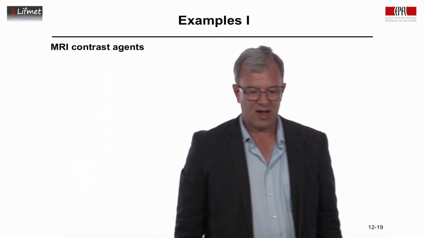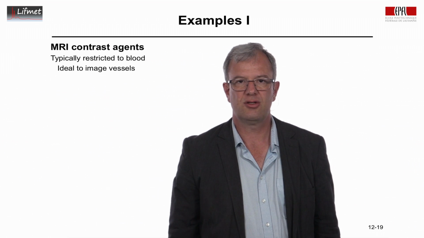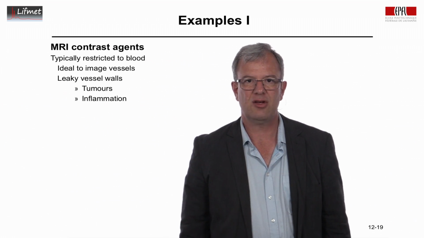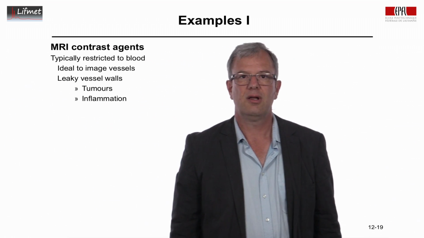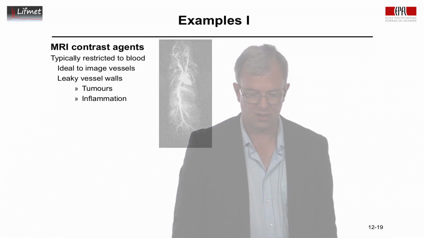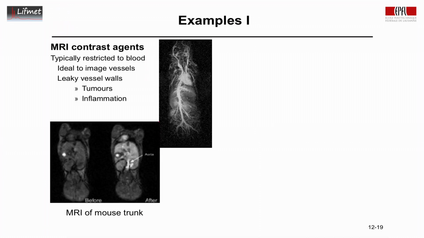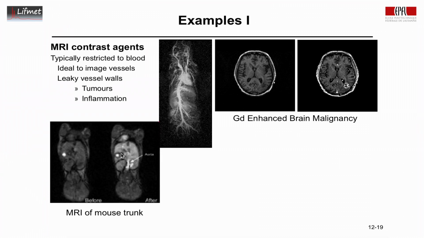So let's look at some examples of contrast agents. First, some properties. They are typically restricted to blood. They are ideal to image vessels or leaky vessel walls, such as what we see in tumors and inflammation. So here we have an example of the mouse vasculature. We have an MRI of the mouse trunk, so this is before contrast agent application, and this is after. We can see a change here clearly in the trunk where the contrast agent has gone.